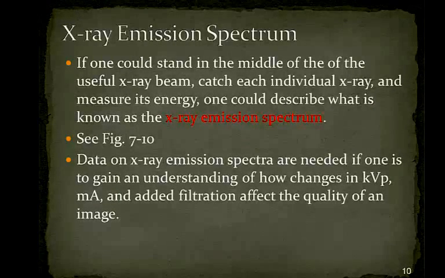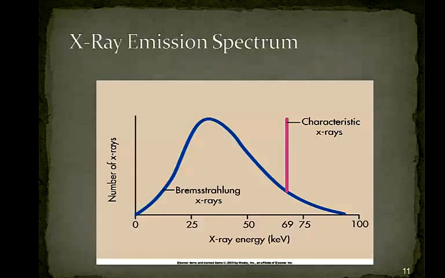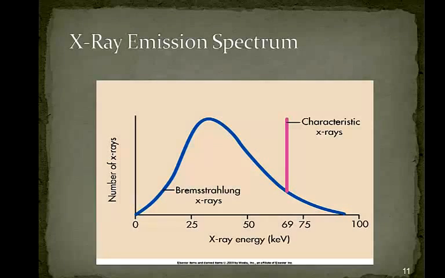When you look at the X-ray emission spectrum itself, if you could stand in the middle of the useful X-ray beam, catch each individual X-ray, and measure the energy, that is what we call the X-ray emission spectrum. There's a figure in the book on 710 that actually shows it. Data on X-ray emission spectra are needed if one is to understand how changes in kVp, mAs, and added filtration affect the quality of an image. We'll go over those in a second. Very, very important when we are looking at this.